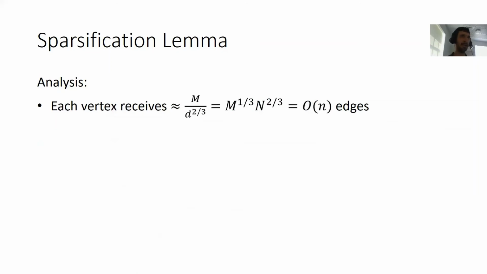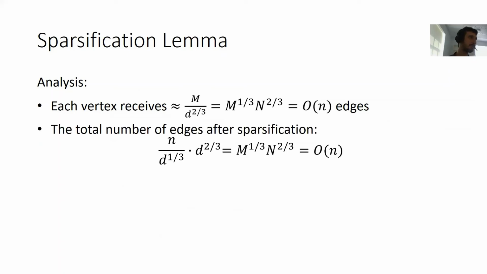So let's analyze the congestion of this protocol. We note that each vertex receives, since there were d to the 1/3 random sets, roughly m over d to the 2/3, which is order of n edges. And also, as we saw, the total number of edges of sparsification is also order of n.